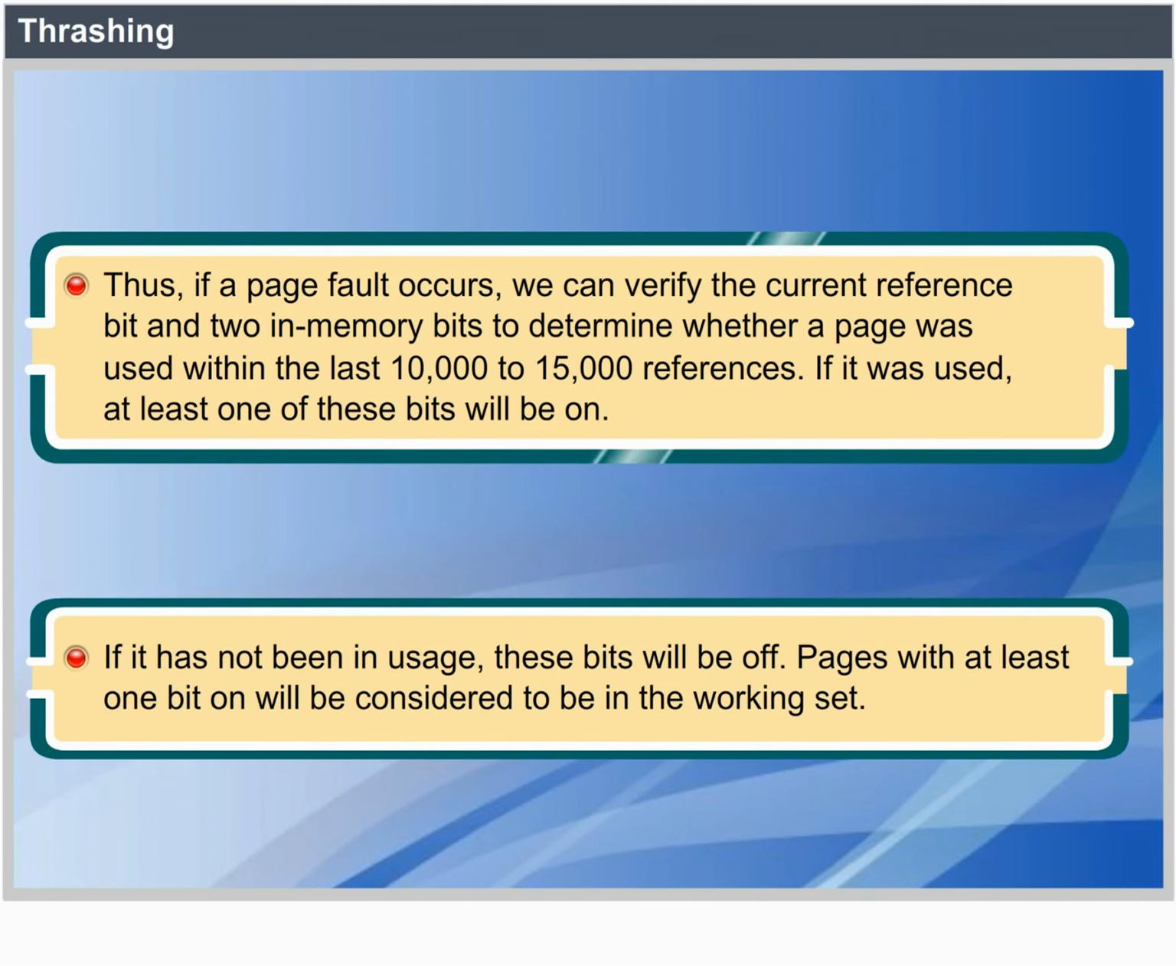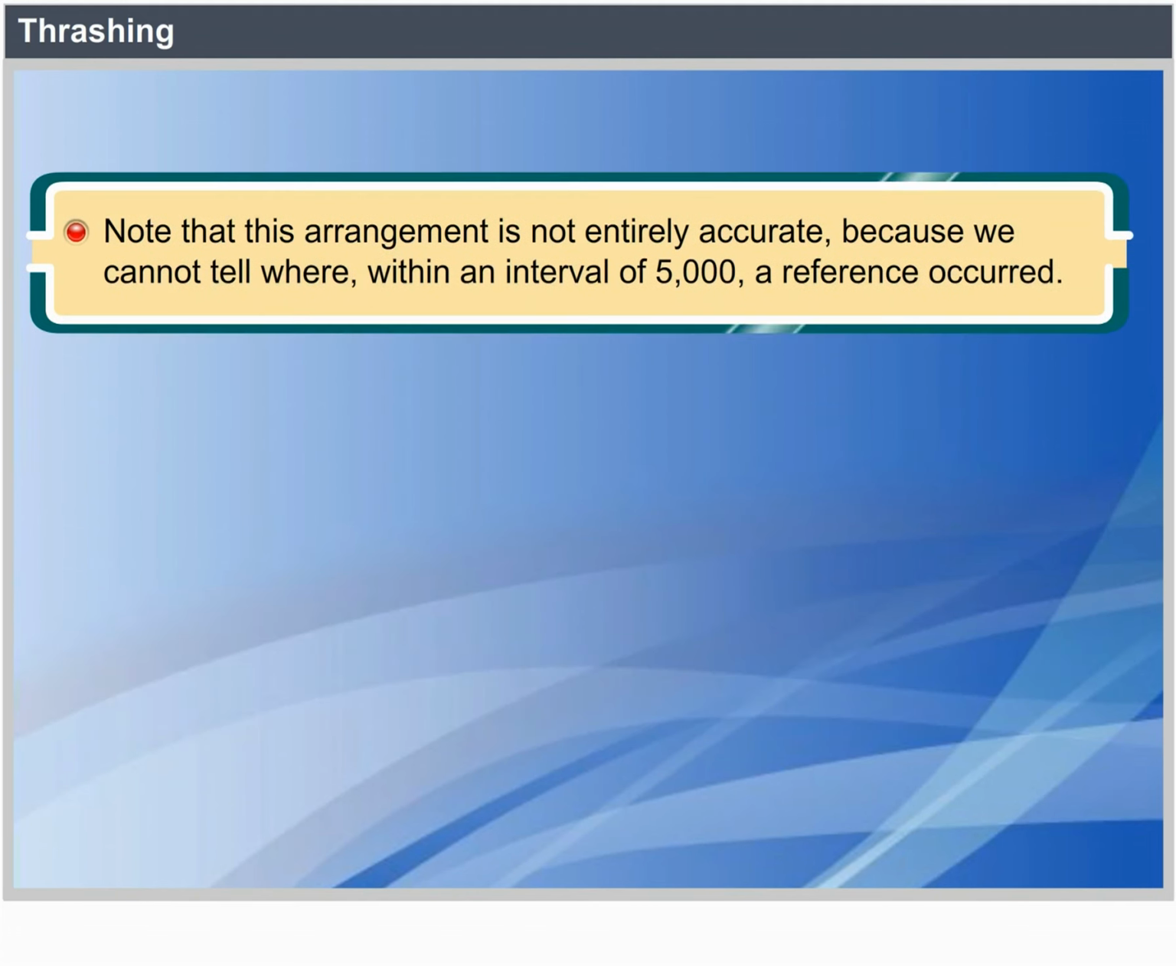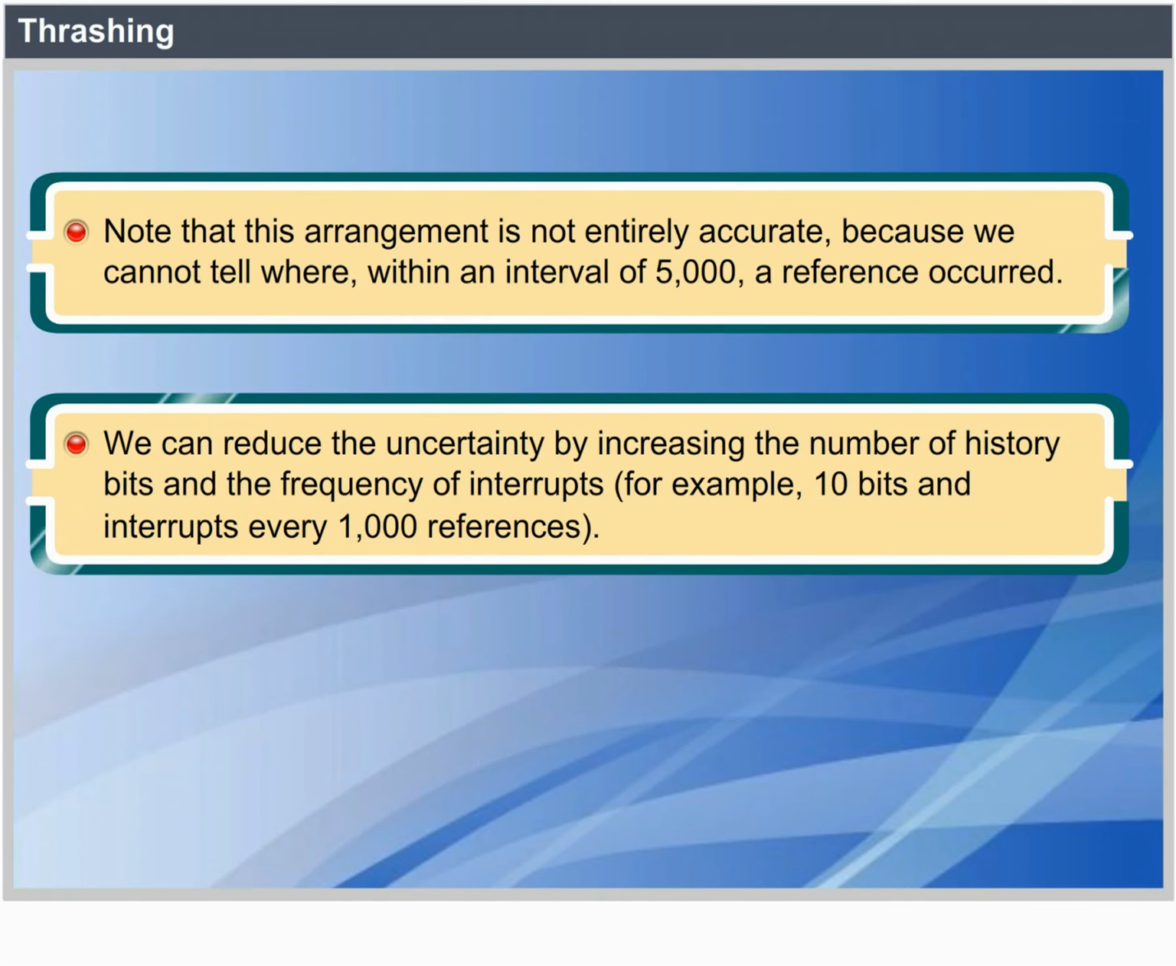Note that this arrangement is not entirely accurate because we cannot tell where, within an interval of 5,000, a reference occurred. We can reduce the uncertainty by increasing the number of history bits and the frequency of interrupts, for example, 10 bits and interrupts every 1,000 references. However, the cost to service these more frequent interrupts will be correspondingly higher.